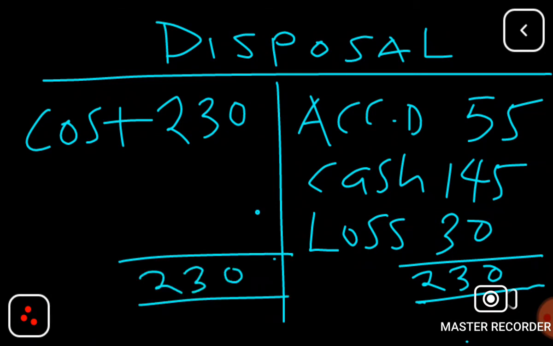The reason why we close this account is because we've sold this asset. Since we've closed it, we cannot find another disposal for the next year because this asset is no longer in our business. So we have 230, so we have the loss. We're going to take note of that as well.